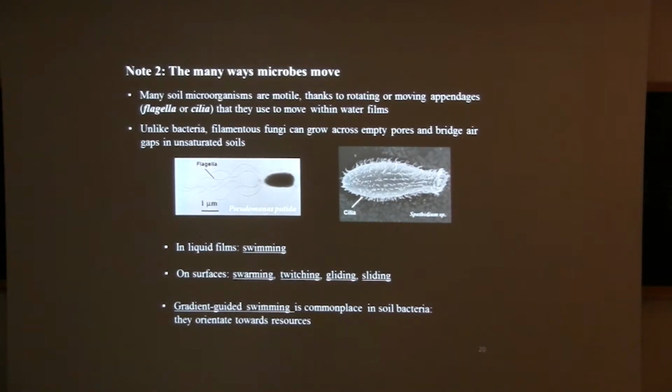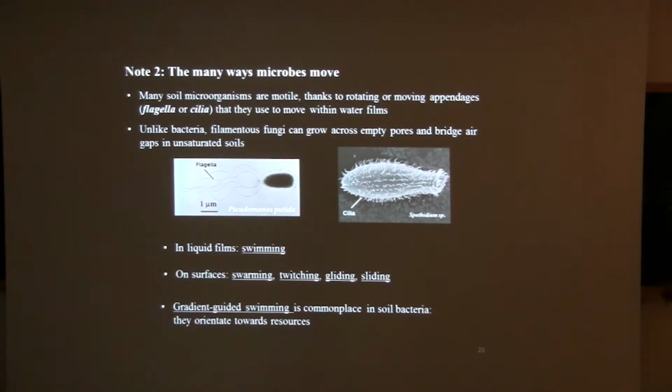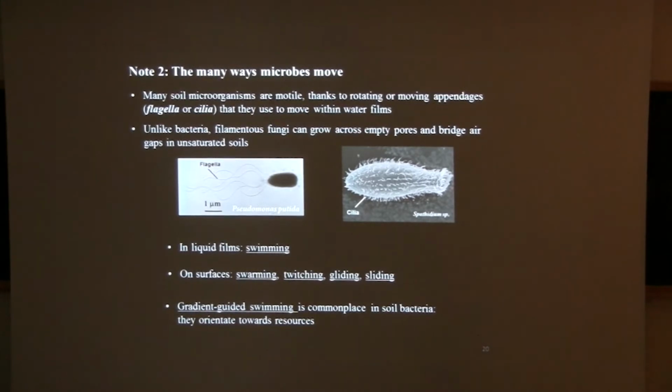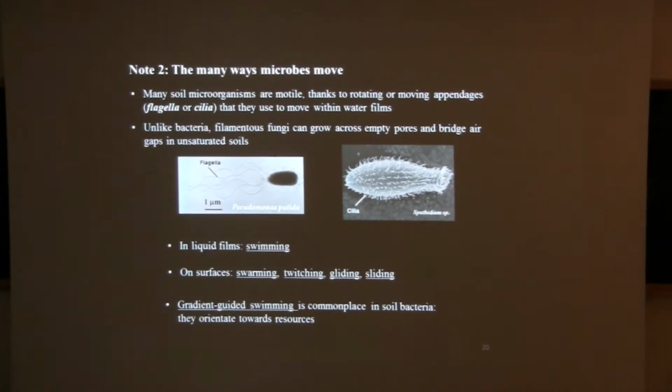When they are on surfaces, on hydrated surfaces, bacteria can do other things called swarming, which is a communal way of moving around. Things called twitching, gliding, sliding, whatever. Many different things. So there's not just one mechanism to move around. There are many ways bacteria can do this.